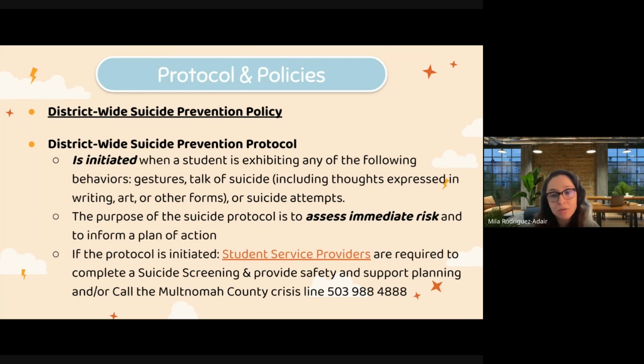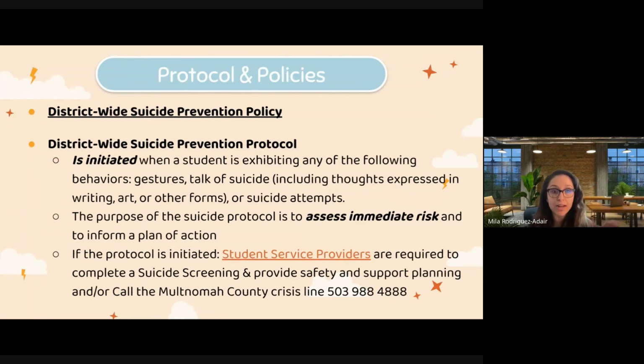We are to immediately use the crisis line, which is the number on here, 503-988-4888. We recommend everybody use that crisis line number. One, because it's free. Two, because it's an immediate crisis response, meaning the person answering the phone is clinically trained to address the current mental health crisis and give you guidance. If they feel the guidance is not enough verbally over the phone, they have the capacity to send mobile response to the building to address the crisis.